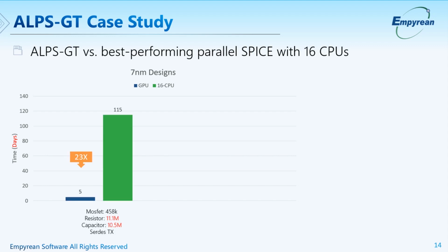Firstly, we have a 30 TX top extracted circuit. It has close to 500,000 transistors and more than 20 million RCs. Previously, it took more than 115 days for other SPICE simulators to run with 16 cores. And of course, the designer didn't actually run that long. They ran probably around 3 weeks and then gave up, and the estimated total simulation time would be around 115 days. And then when they switched to ALPS-GT on this case, it only took 5 days to finish this job. That was more than 23 times speed up for this SPICE simulation job with the help of ALPS-GT.